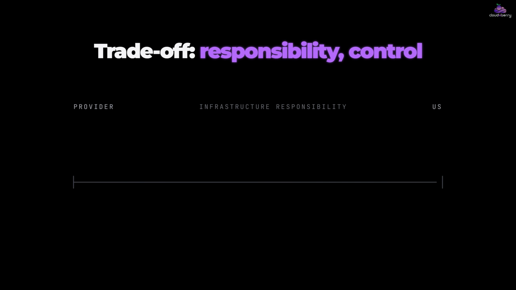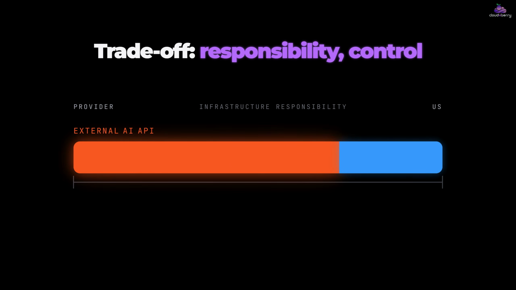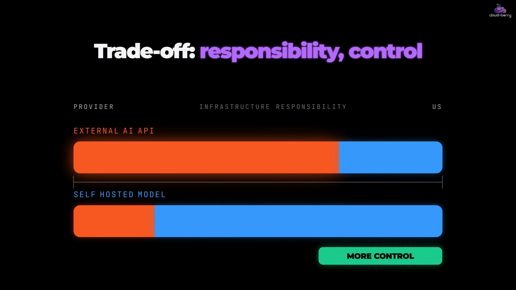So the trade-off is fairly simple. With an external artificial intelligence API, we give more of the infrastructure responsibility to the provider. With a self-hosted model, we take more responsibility, but we get more control.